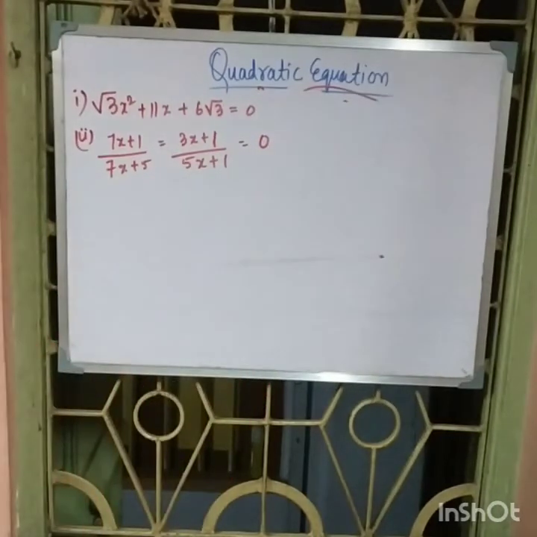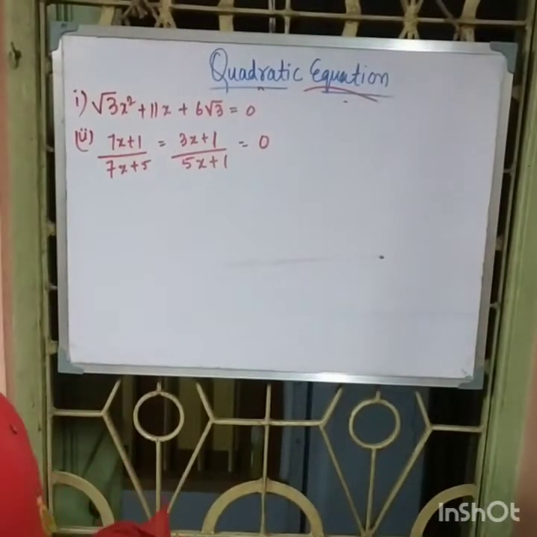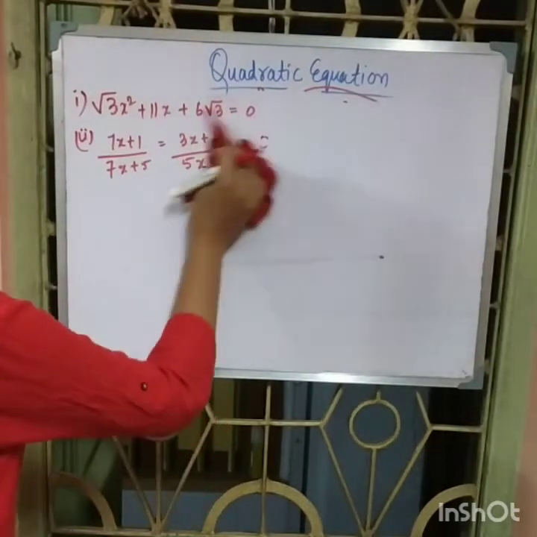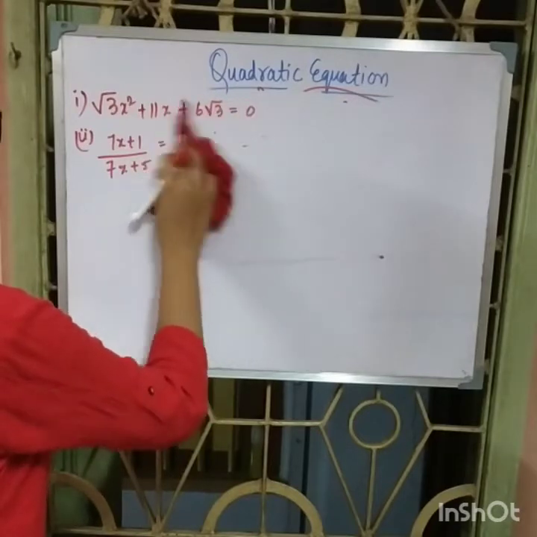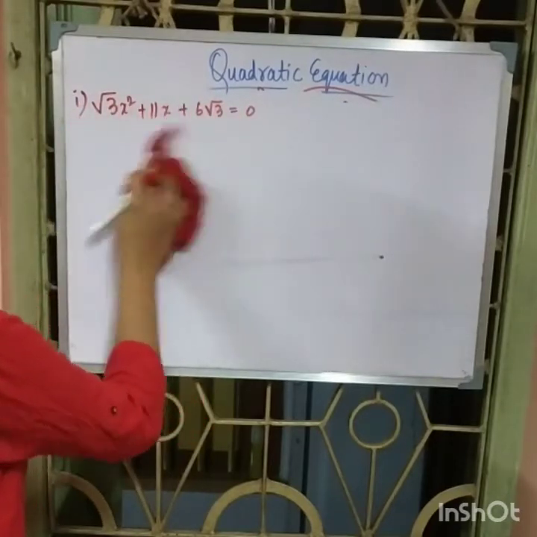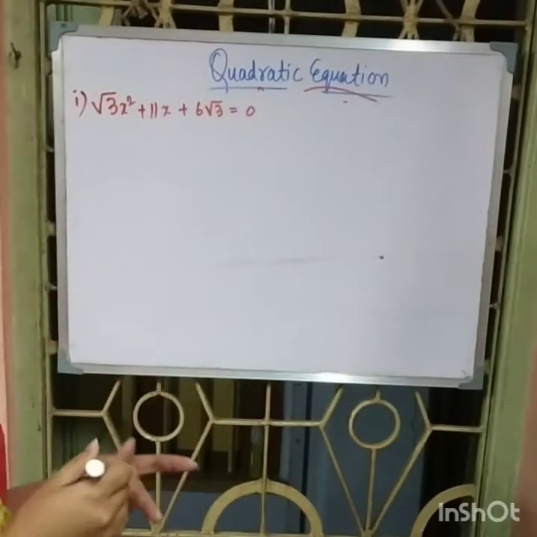Okay, so these are the two equations that we are going to solve today. So the first one we'll do using the middle term factorization method. Let's erase the second question for now. I'll write it again. So how do we solve this?